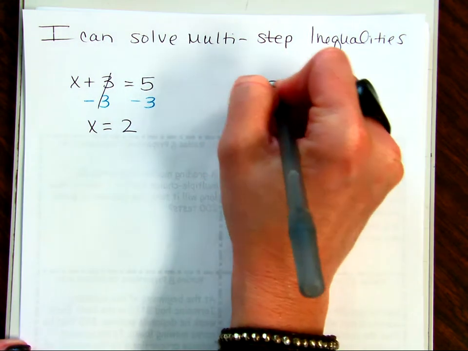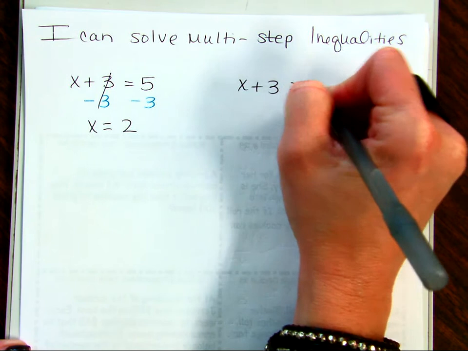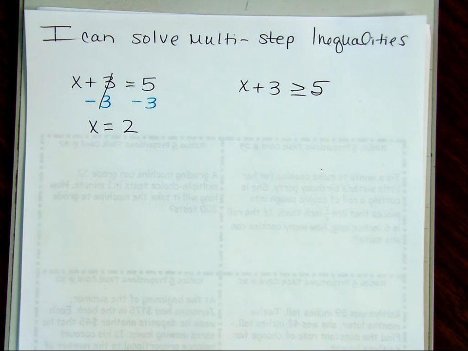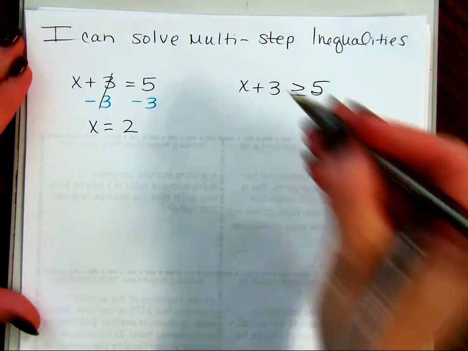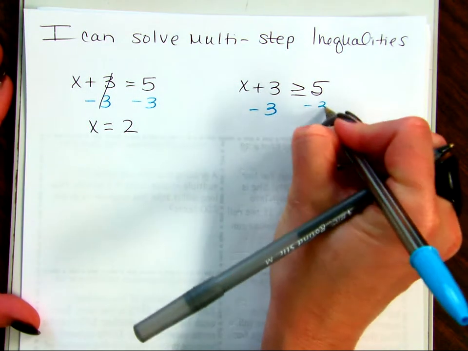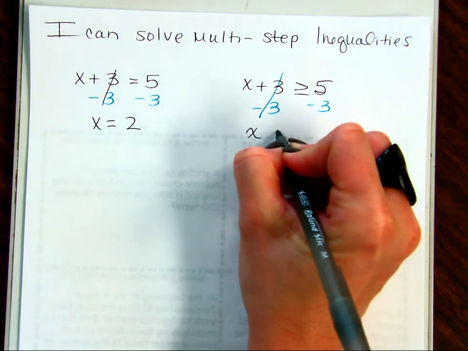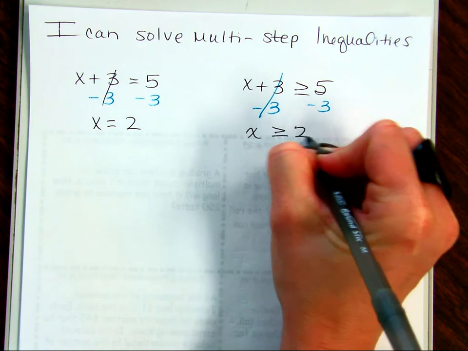But today, let's replace that equal sign with an inequality sign, and let's see how that affects our answer. The good news is it doesn't change how you solve it. You still use inverse operations. You're still going to add 3 to both sides. This becomes x is greater than or equal to 2 now.